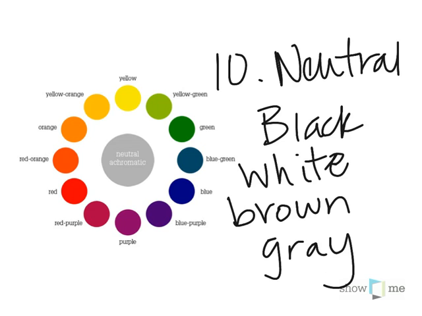The last and final one is the neutral color scheme. That includes black, white, brown, and gray. So anything that is not on the color wheel, those generally fall if you're looking at a color wheel in the middle. So black, white, brown, and gray, any kind of combination of the four.